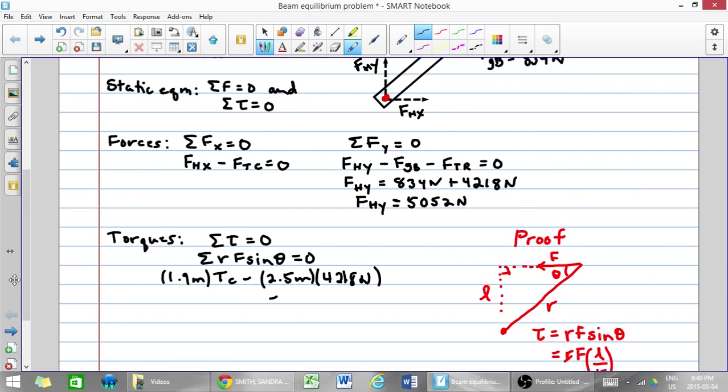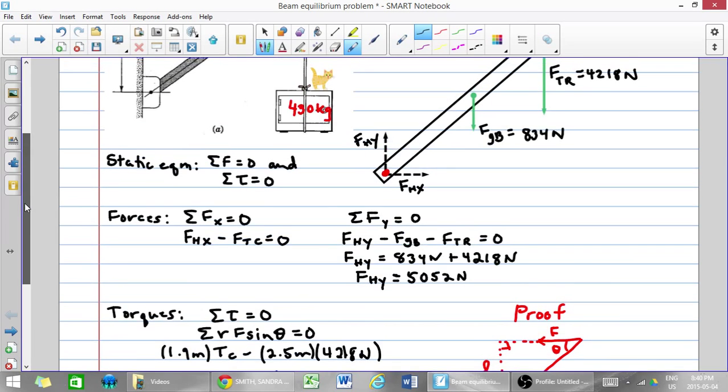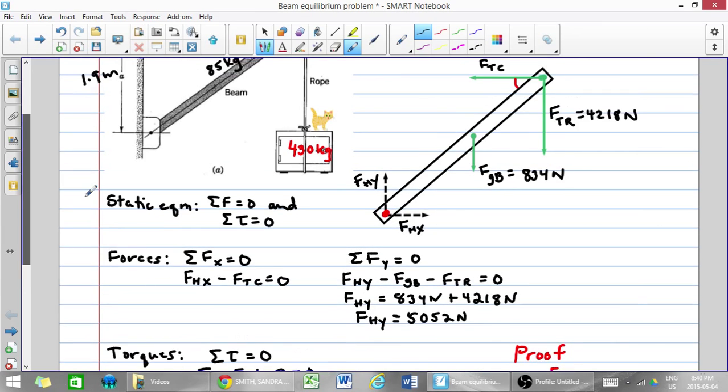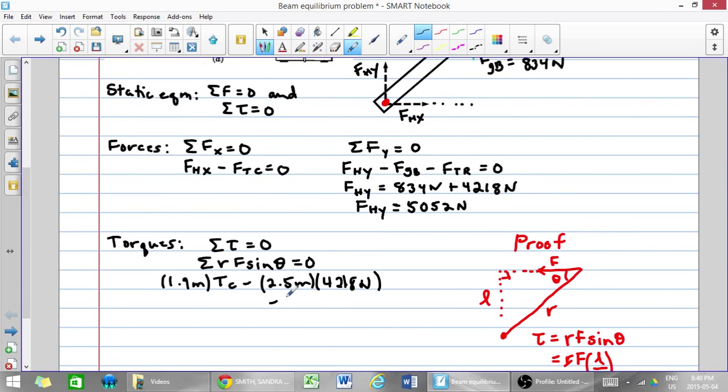Okay, and for the third torque, from the force of gravity on the beam, that's exactly halfway along the beam, so this distance will be 1.25 meters. And that's 834 newtons. And so that allows us to solve for the tension in the cable, which is about 6,100 newtons.